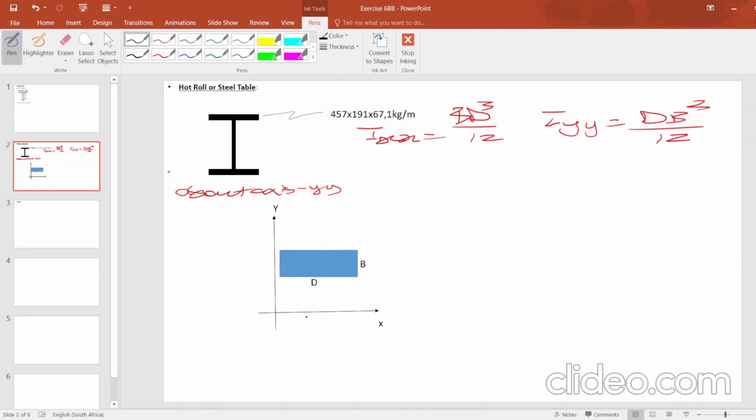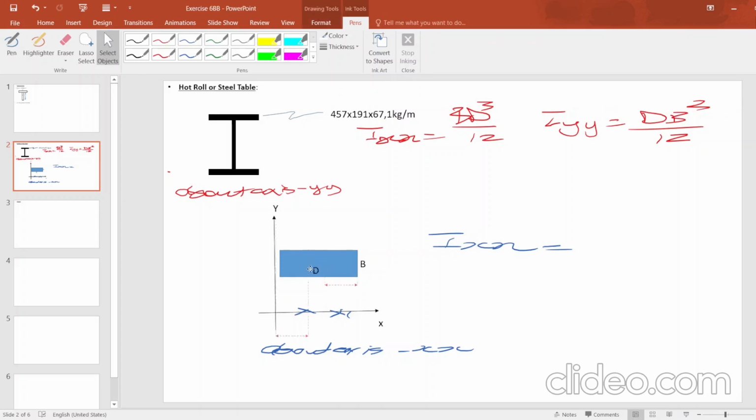Now let's take a moment about the x-axis, Ixx. If this is where we have taken moment, we are determining what? Ixx. We always start with the letter that we are opposite to. If this is where I've taken moment, I'm opposite to what? To D. Can you see that? I'm opposite to D. Let's write it nicely.